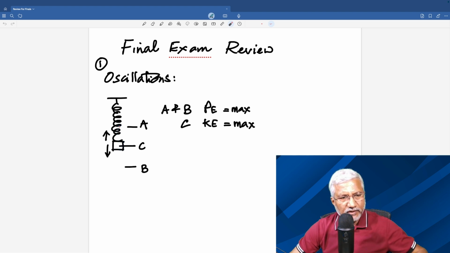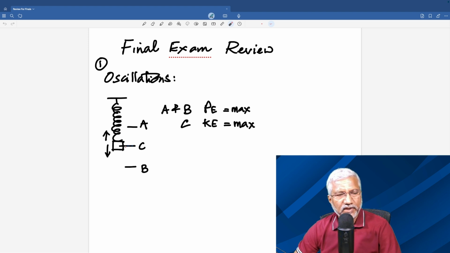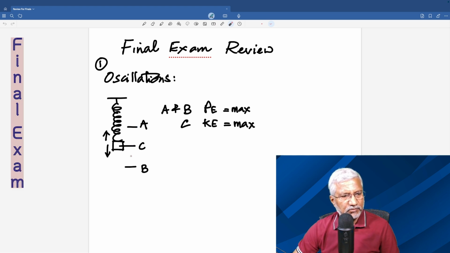Here the question is, at what position is it moving fastest? For sure, it's at C. That means when the mass is moving from A to C, it's speeding up. It is the fastest at C, and then as it goes to B, it slows down until it stops at B and turns back. So that's what is happening.